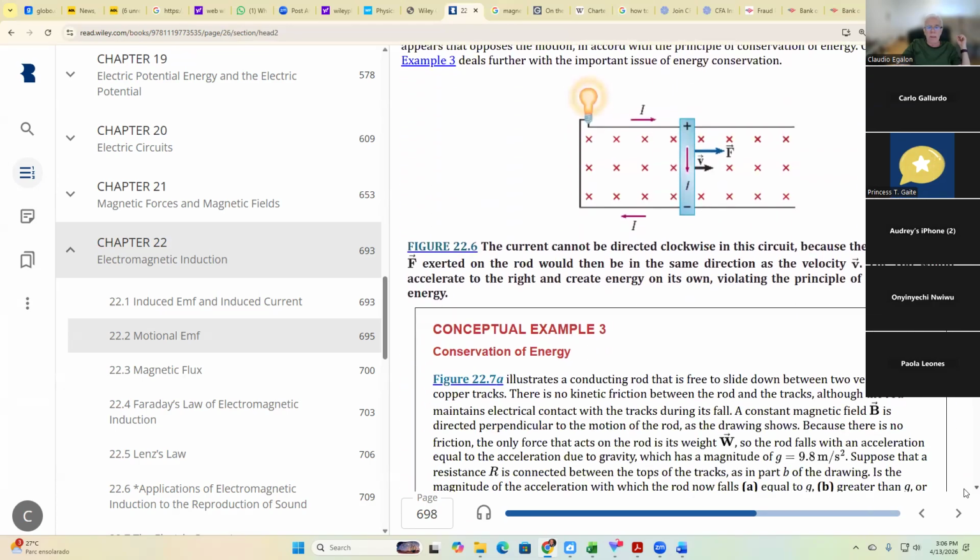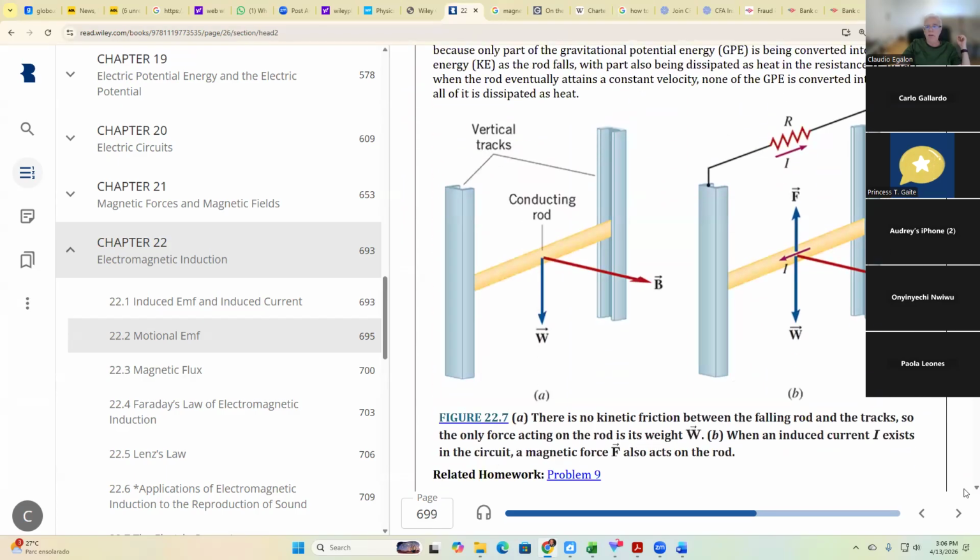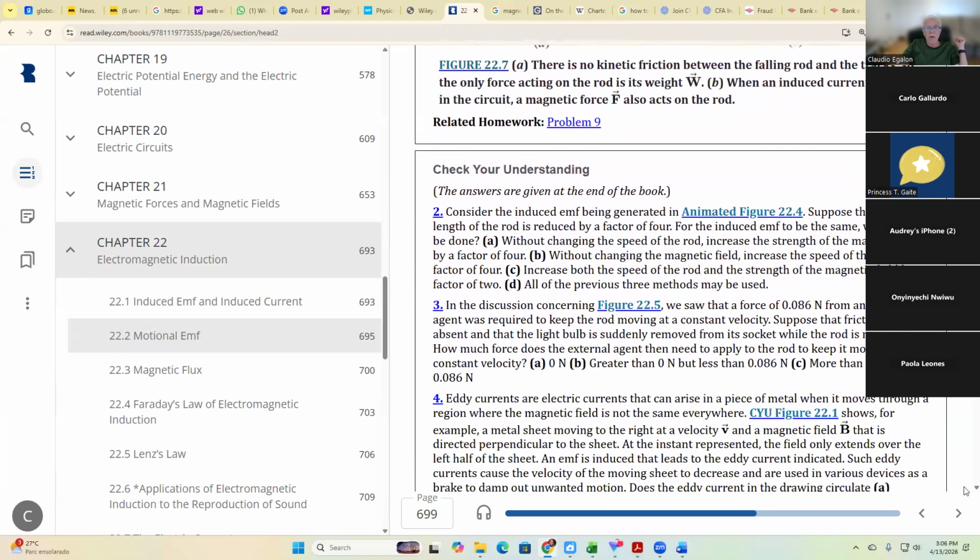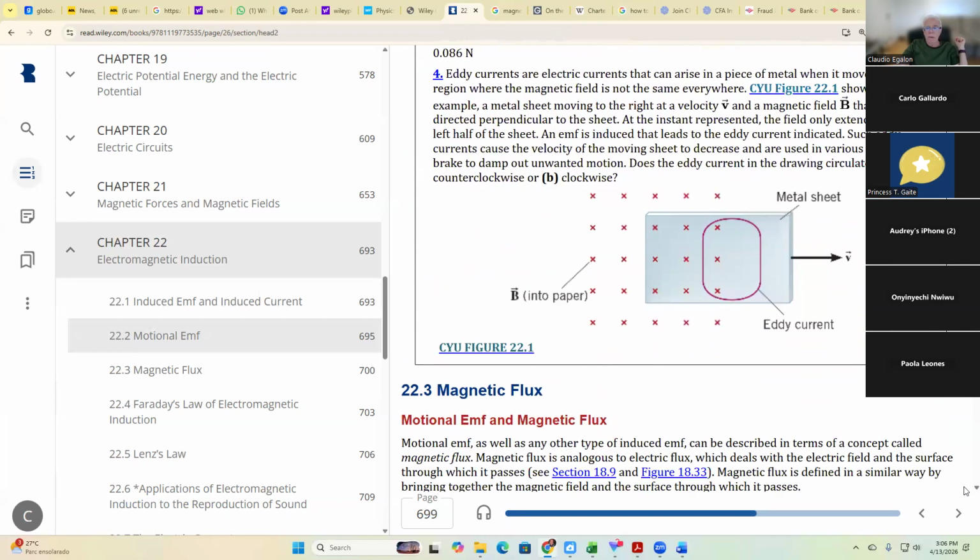And here's another example of motional EMF. You can get your rod sliding due to the gravitational force along two vertical rails. You clamp this rod in those two rails and let it move according to the force of gravity. You also connect the resistor right in here, making a circuit.